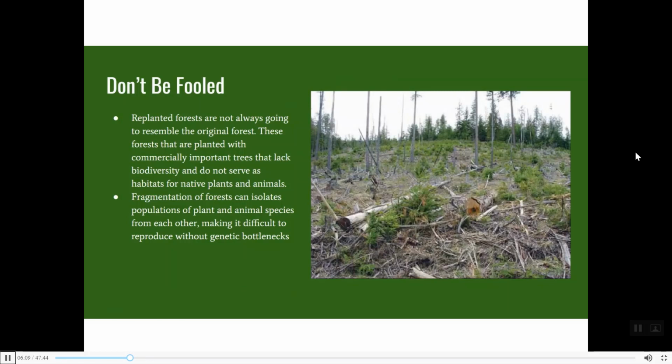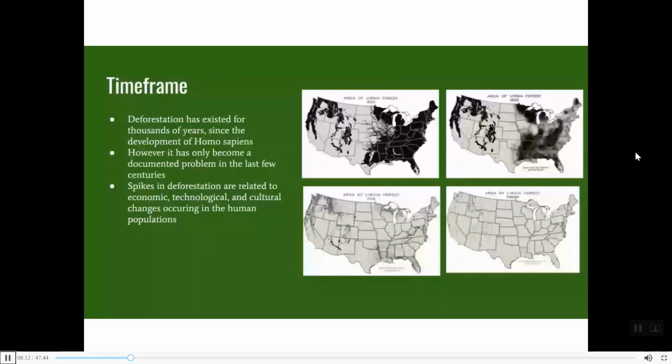Now I'm going to go ahead and give a time frame of how long deforestation lasted. Deforestation has really been around since the beginning of man. It existed for thousands of years since the original development of Homo sapiens. However, deforestation has only become a documented problem in the last few centuries. Spikes in deforestation are related to economic, technological, and cultural changes occurring in human populations.